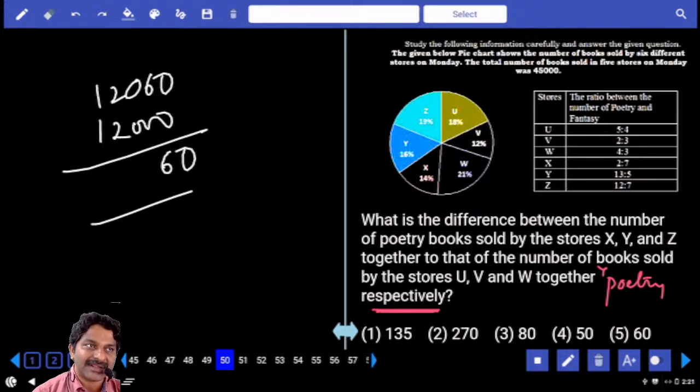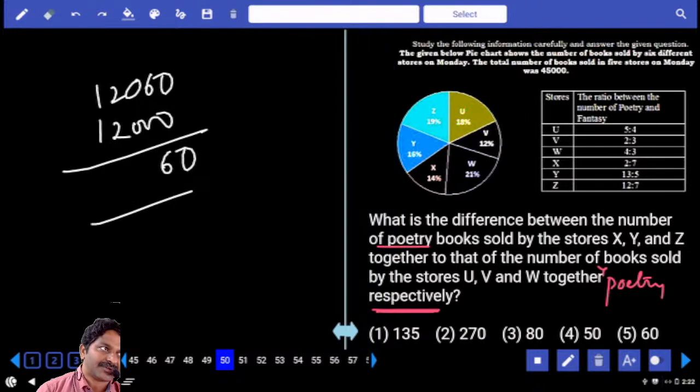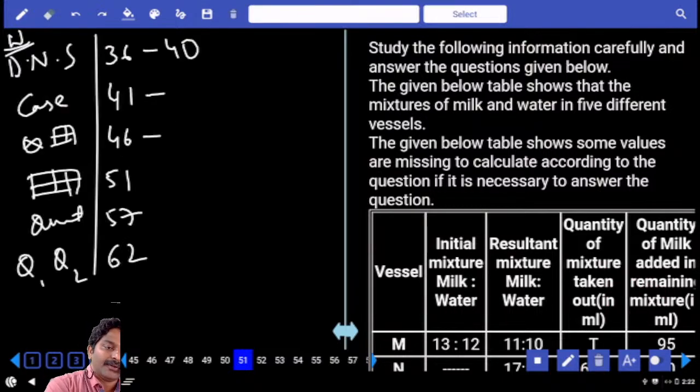There is a word called respectively that comes when we have importance for the order, respectively. So as they are talking about poetry books, now we can conclude it as poetry books also. Right. So now this is over.